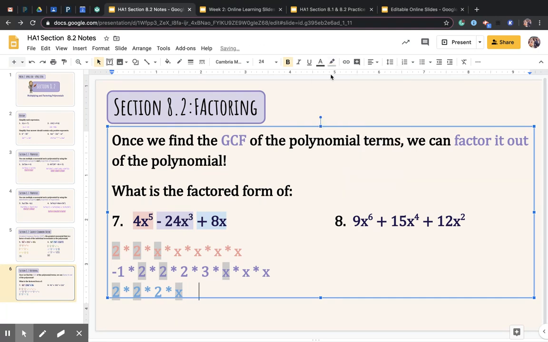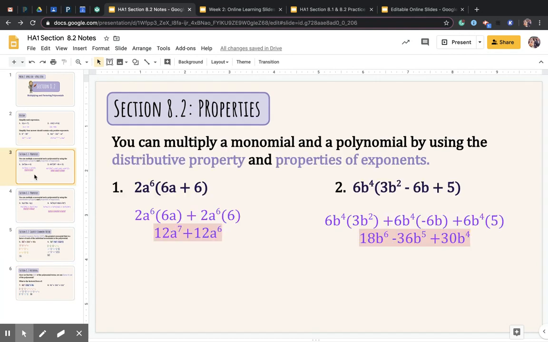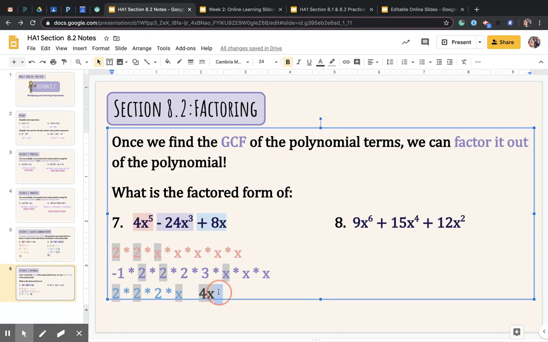That means 2 times 2 is 4. That means they have 4 all in common, and then x. So that is our greatest common factor, 4x. Then that means we have to rewrite it so it looks like the first 4 questions, where there's a number on the outside. So I'm going to hit enter, and I'm going to make this smaller. That way I can fit it all.